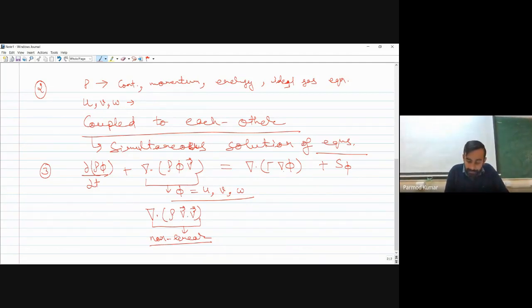Okay, and now if you see this particular diffusion term, inside we are having the gradient of phi, and outside we are taking one divergence. Okay, so this will make the order of this term nothing but second order.